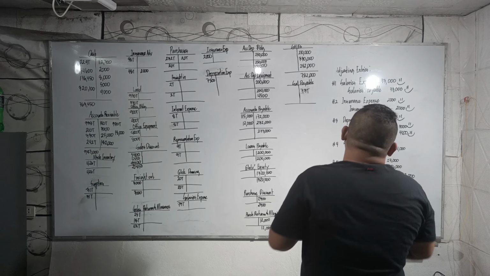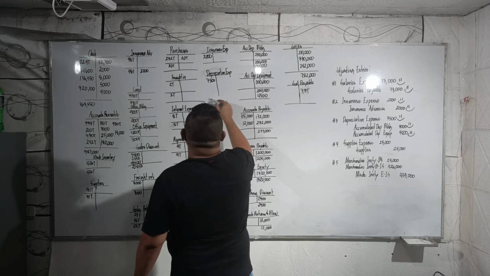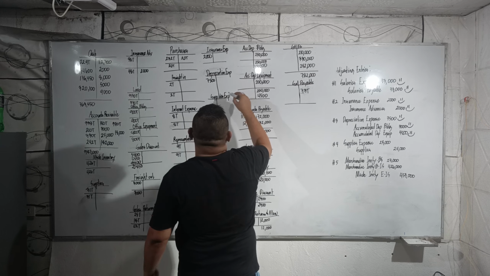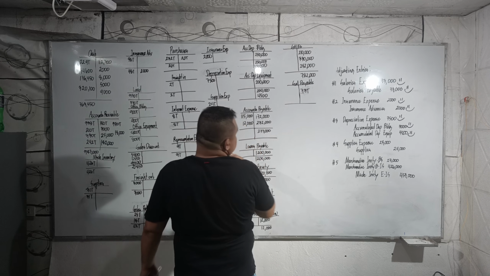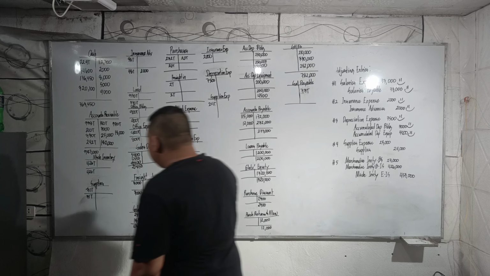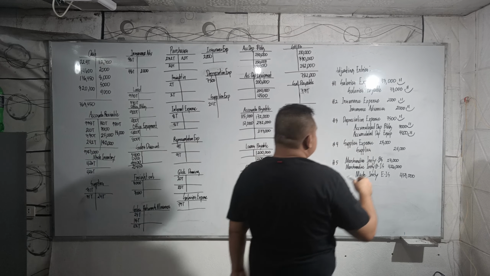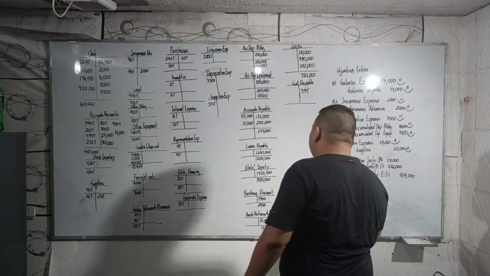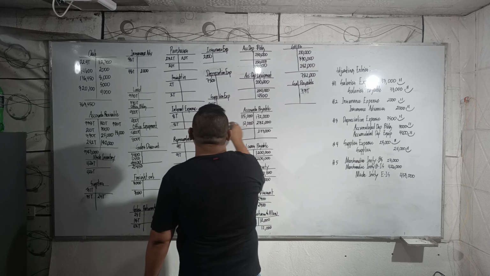Next is, we have supplies expense. We do not have any account for supplies expense, so let's make one. Supplies expense is 24,000. And then credit supplies, 24,000 right here. And that's it. And we have a new account title that we don't have any account yet. So let's start with merchandise inventory beginning.